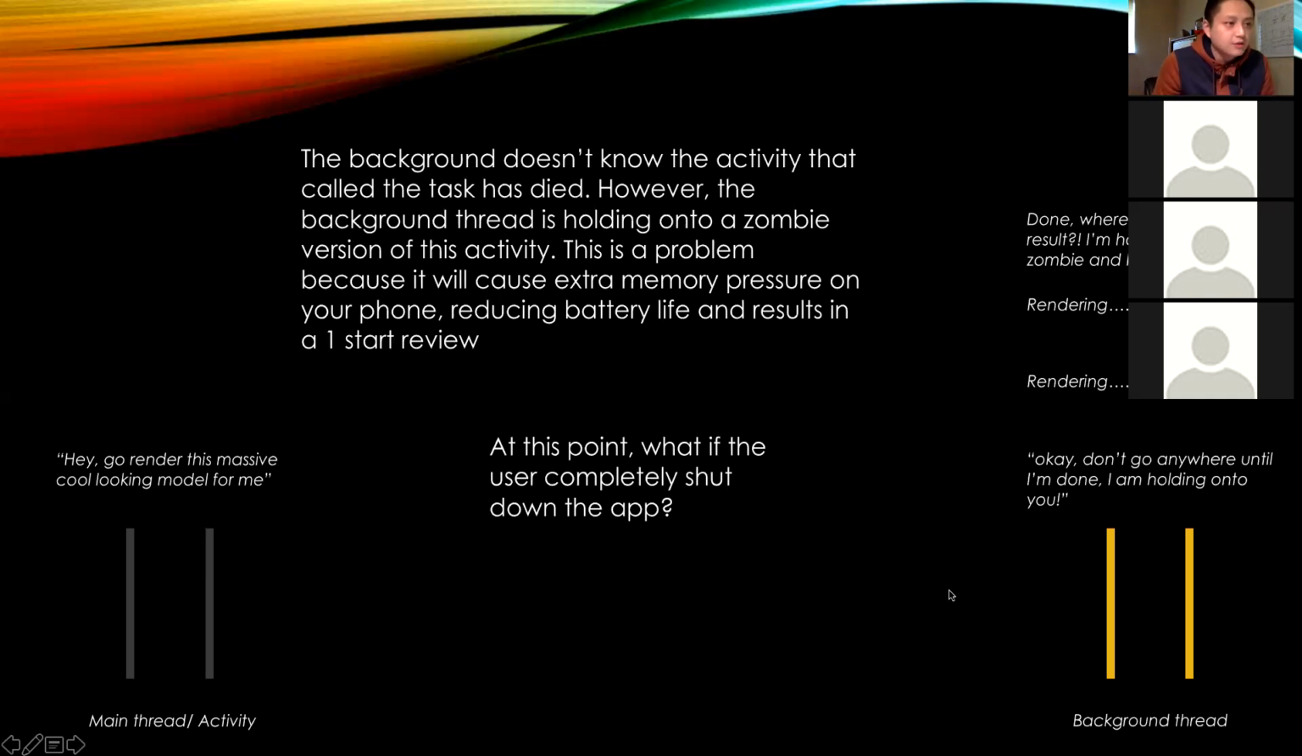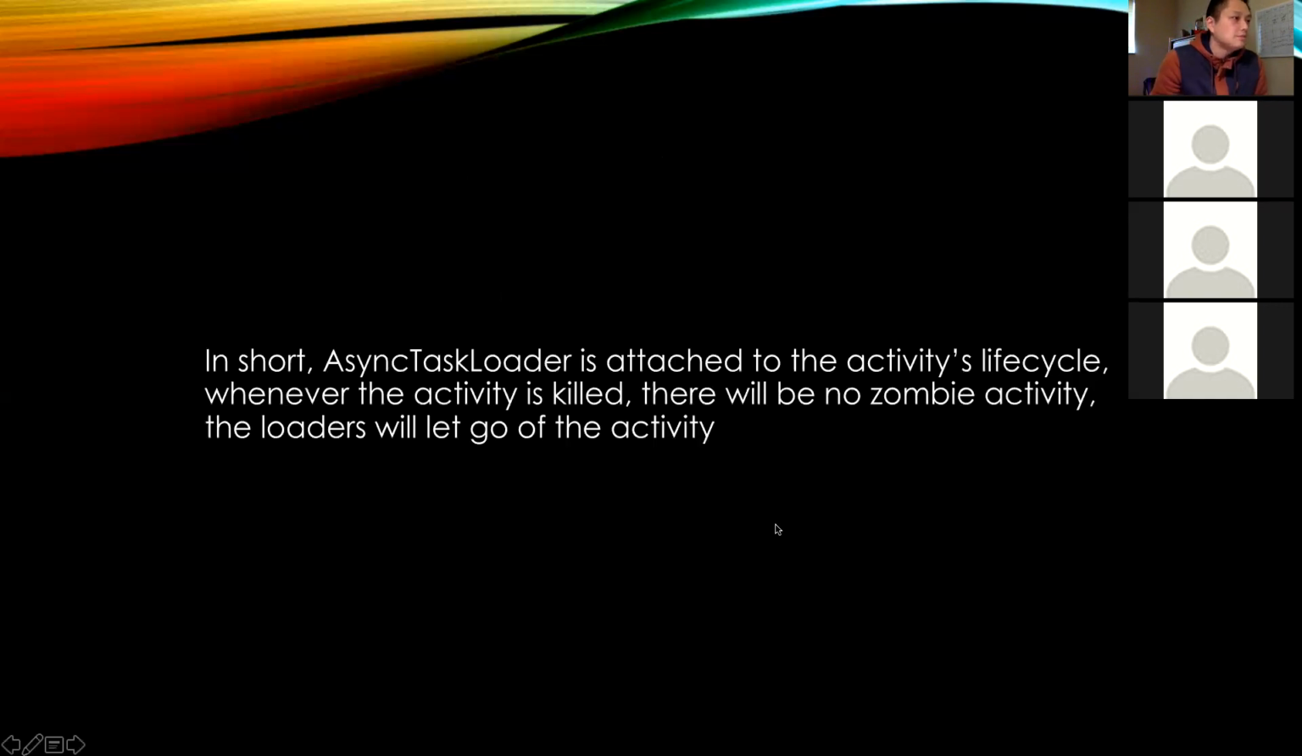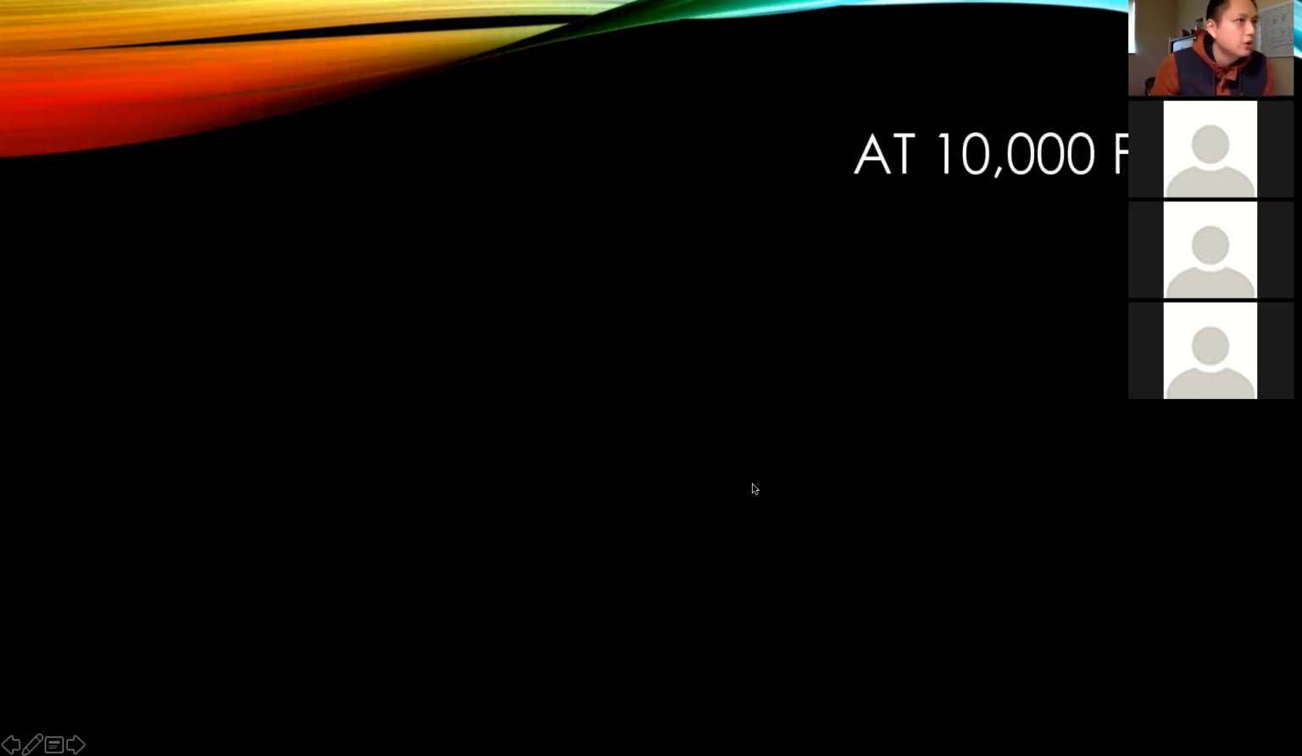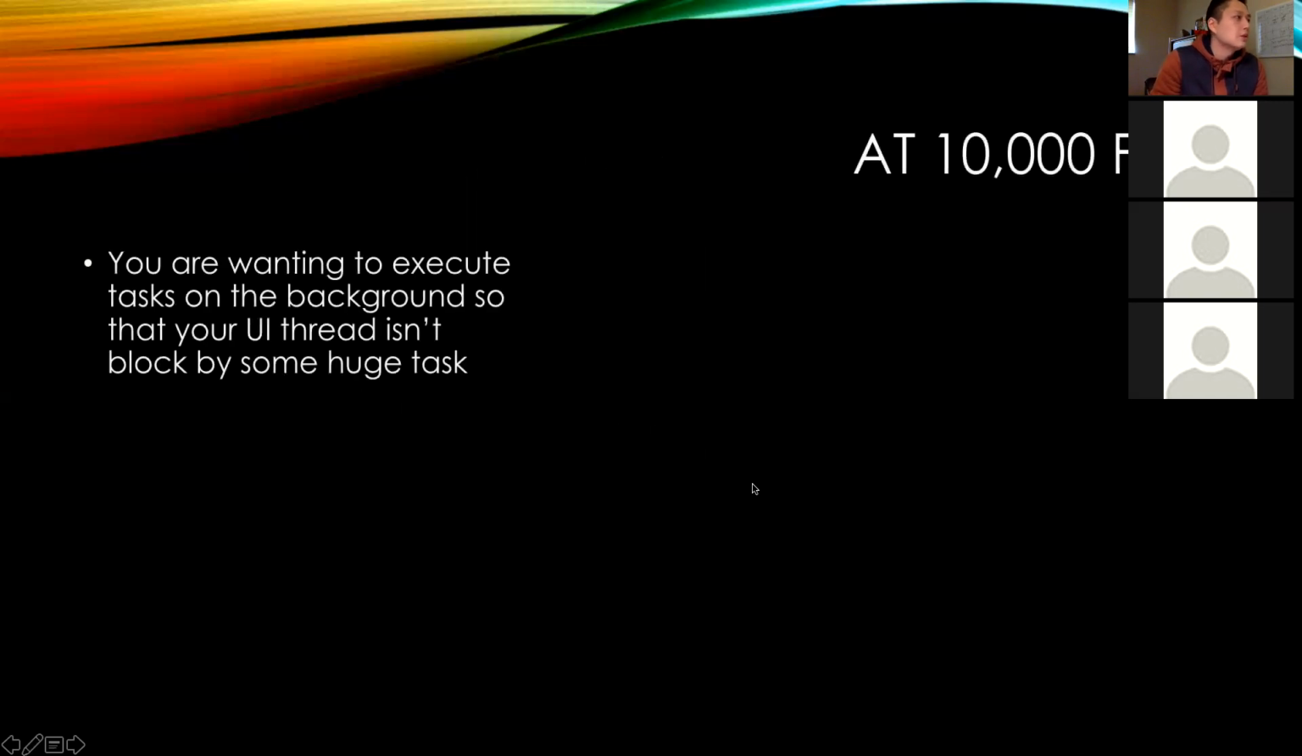So the major problem with AsyncTaskLoader is that this guy has a strong reference to this guy, which means that if this guy gets out of memory, this guy still clings on to this object, which makes this guy unable to be garbage collected. So let's have a look at the code, right? So at 10,000 feet, we have.